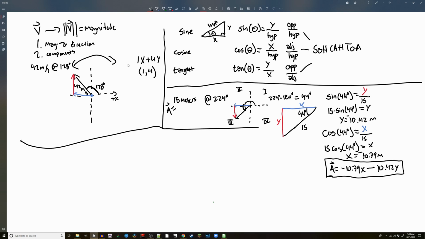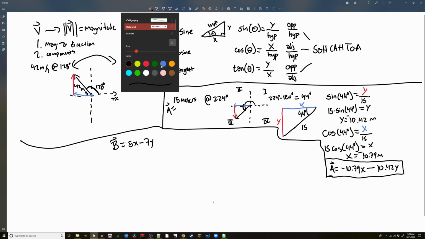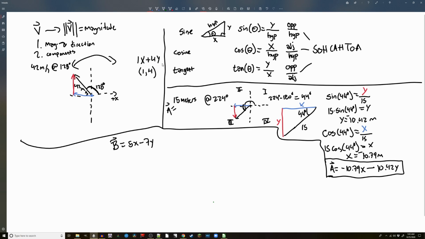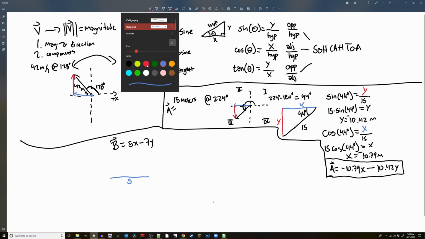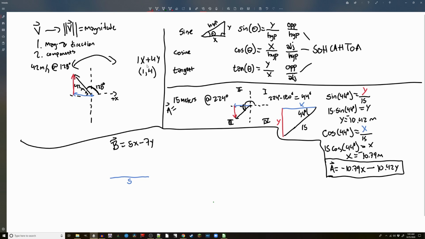To go the other direction, it's a little bit more complicated, but not honestly that bad. Let's take the vector, vector B, I'll call it, 5x, and we'll do minus 7y. An easy way to get the hypotenuse of this vector, and you know what, I'm going to draw it out first using the same colors. Blue for x, it's going to be length of 5, and red for y, it's going to be a length of negative 7, so it's going down.